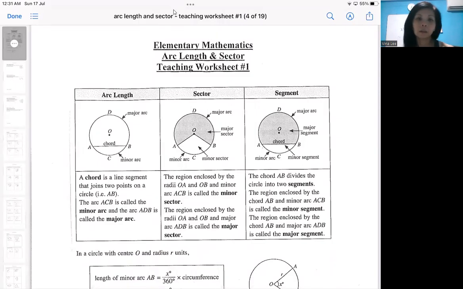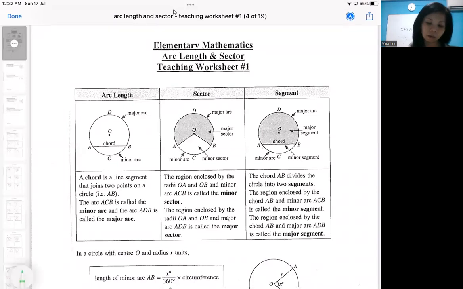So this is an introduction to the topic on arc length and sector. Arc length and sector, we've got two sections. One section is on degree mode, one section is on radian mode. The idea needs to be translated from degree mode to radian mode, so the foundation idea will lie in the degree part. So we are going to have the basic terminology first.